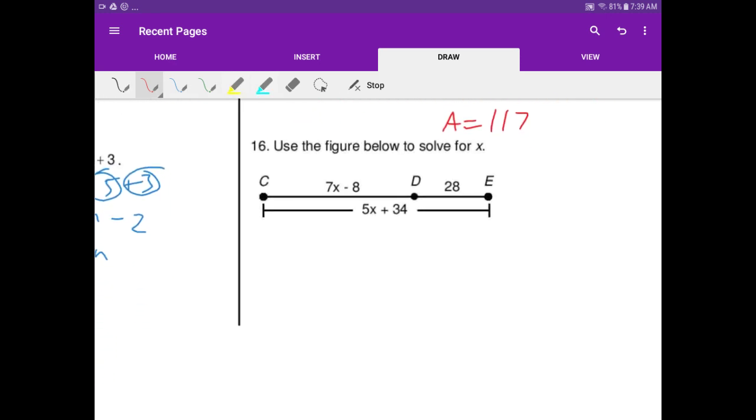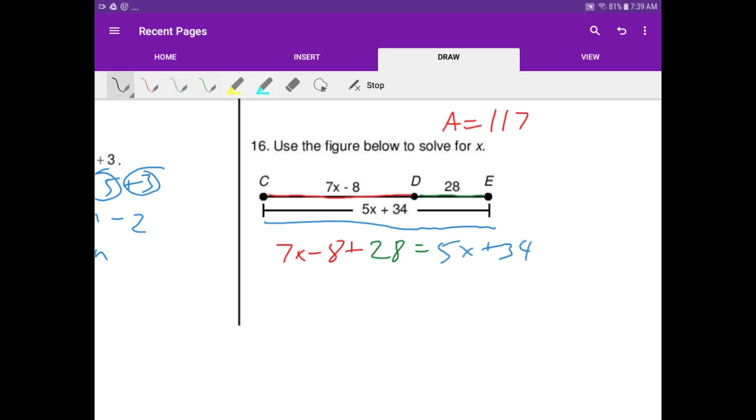Here we go. So you have the second addition postulate, which is on the board over there. So it's going to be the red plus the green equals the blue. This is how I did this back when we did these. So it's going to do 7x minus 8, which is the red, plus the green, which is 28, equals the blue, which is 5x plus 34.